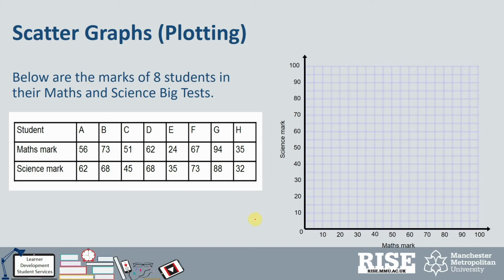For student A, they got 56 in maths, which is measured along the horizontal x-axis. It's roughly about here. And they got 62 in their science mark, which is measured against the vertical axis or the y-axis. I'm going to mark with a cross, roughly where that student's marks are. For student B, they got 73 in their maths and 68 in science, which is roughly about here. We can go on to plot all of the students' results in this manner.